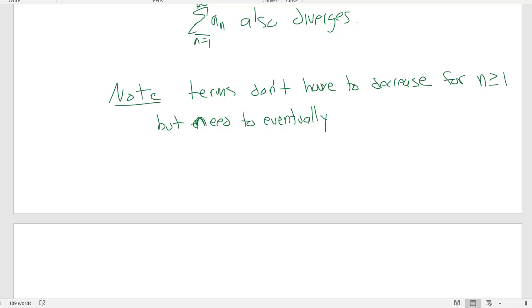They need to eventually decrease long term. So I'm going to say they need to eventually decrease for n greater than or equal to some other number. Let's say the terms don't decrease for the first 10 terms. So from 1 to 10 they don't decrease, but greater than 10, they do. So from 10 to infinity, they decrease. Or even if the first 100 terms don't decrease, as long as from 101 to infinity, n greater than 100, they decrease. That's ultimately what we need to happen. The terms have to decrease long term, in essence.